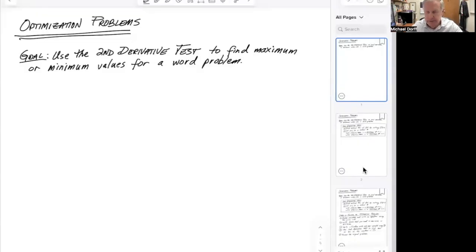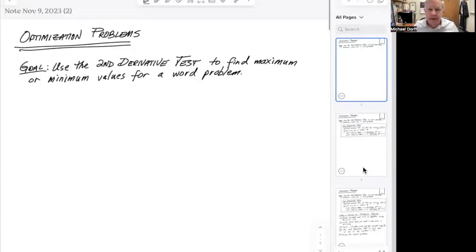We're going to continue our discussion about calculus. Today, we're going to talk about optimization problems. Our goal is to use the second derivative test to find the maximum or minimum values for a word problem.